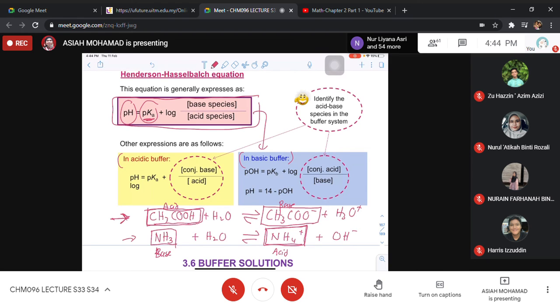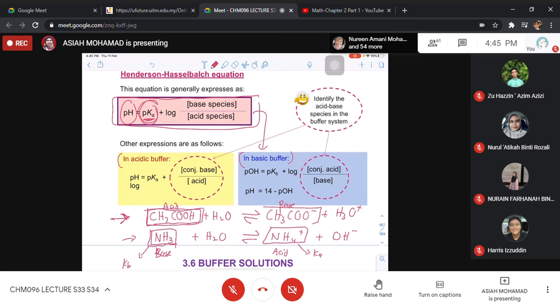Of course, in the question, most of the time, you will not be given the Ka for NH4 plus. But then you will be given Kb for ammonia. That's okay. You just have to find the Ka for NH4 plus. After you get the Ka for NH4 plus, you need to find the pKa, negative log Ka, and then use the same, plus log base over acid.